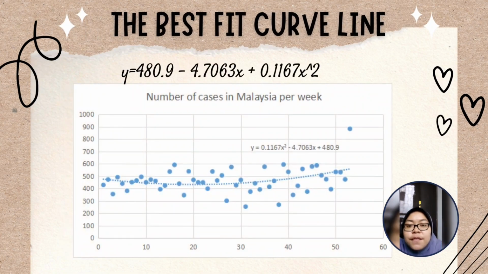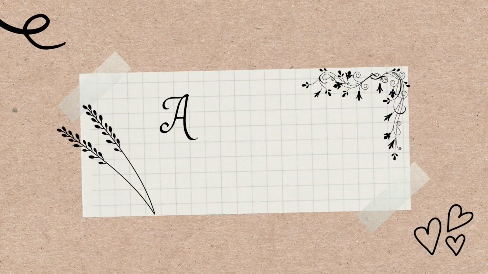Best fit curve line. This is the graph for the equation 480.9 minus 4.7063x plus 0.1167x squared.